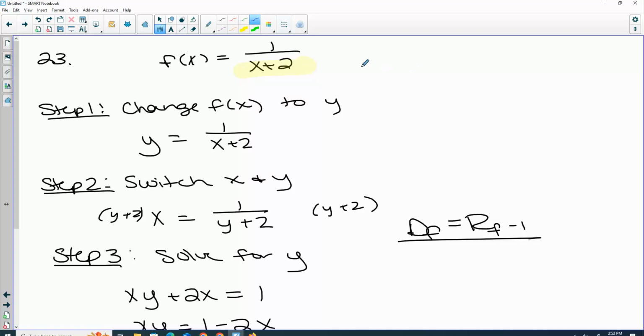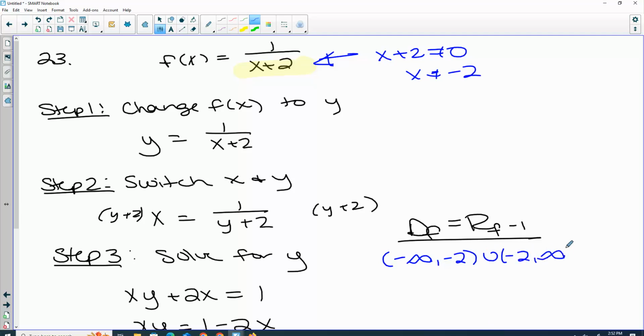I know x plus 2 can't be 0. So x can't be negative 2. So that means negative infinity to negative 2 union negative 2 to infinity.